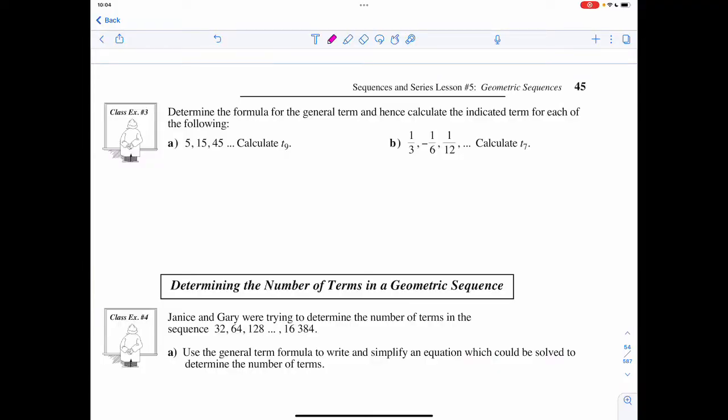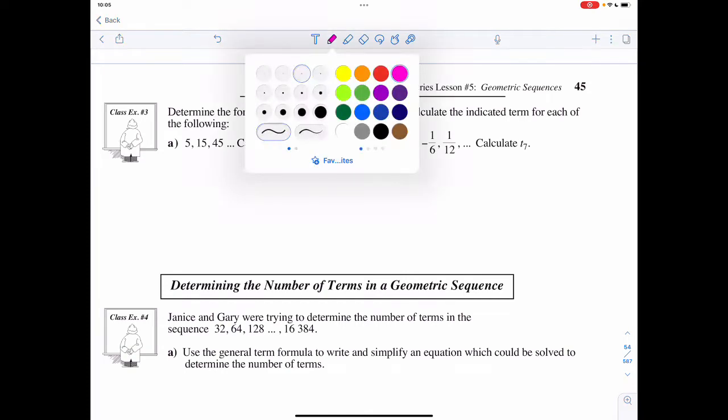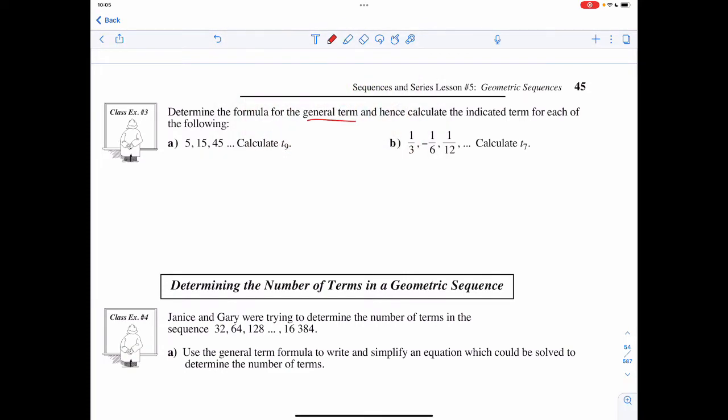If we're using this formula to create a general term and then calculate the indicated term, then in this case, my term 1 is equal to 5. My common ratio is equal to term 2 divided by term 1, or 3. And I can jump right to stating that my general term, in this case, would equal 5 times 3 to the power of n minus 1.